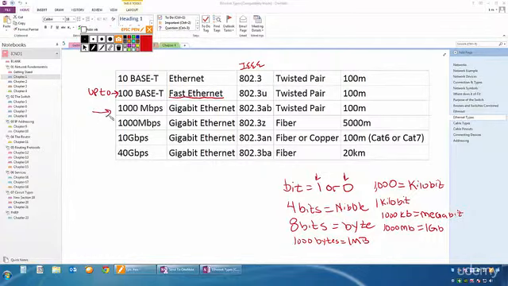Now I can go up to 1,000 megabits per second or 1 gigabit per second.